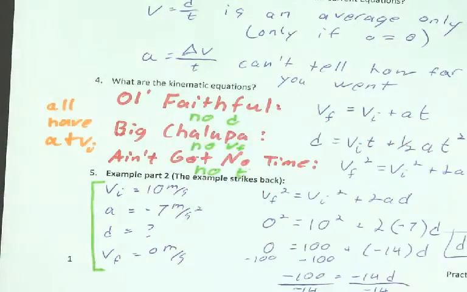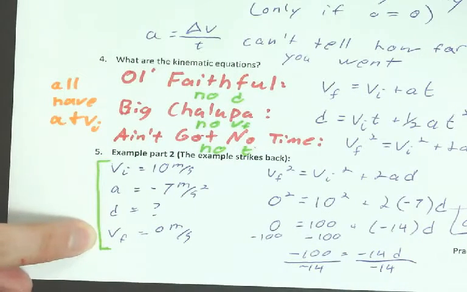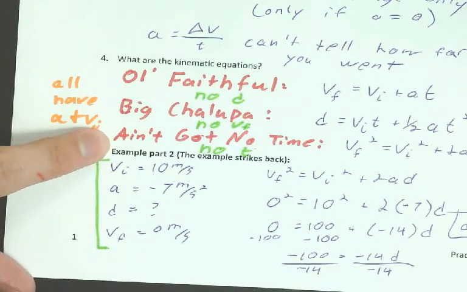Now, the reason that might be helpful is some of you might be able to look at this and say, hey, there's no time given. I'm not solving for time and I don't know what it is. So that means I have to use Ain't Got No Time. It's the only equation without T. I can't use T because I don't know what it is.